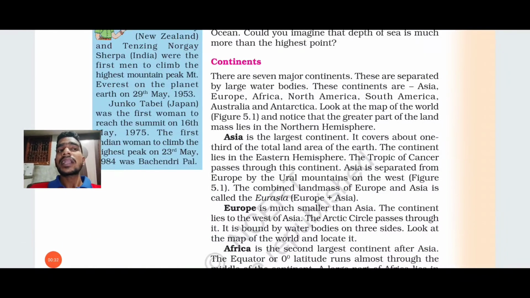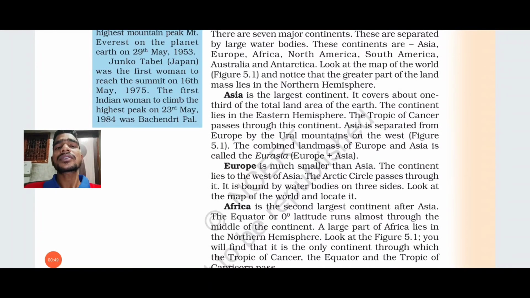There are 7 major continents, and all the continents are separated by large water bodies. The 7 continents are Asia, Europe, Africa, North America, South America, Australia, and Antarctica. We'll first talk about the Asia continent. It is the largest continent. It covers almost one third of the Earth. It lies in the eastern hemisphere, and the Tropic of Cancer passes through this continent.